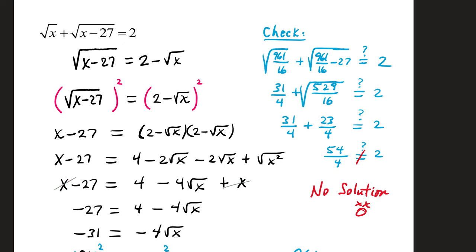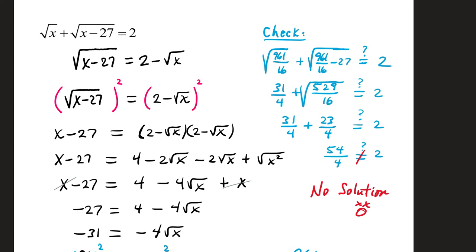Subtracting an x from both sides of the equation, those cancel. And that leaves us with -27 equals 4 minus 4 square root of x. Subtract 4 from both sides, we have -31 equals -4 square root of x. Divide both sides by -4, and that gives us 31 over 4 equals square root of x. And then to just get x, we're going to square both sides. 31 over 4 squares out to 961 over 16.